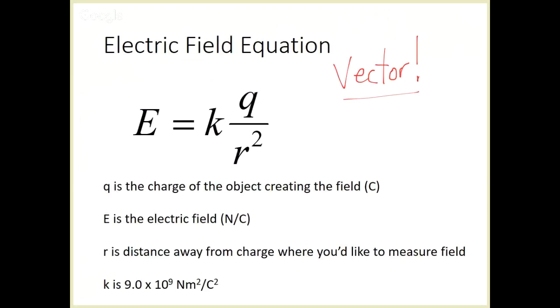And K, just like before, is 9 times 10 to the 9th Newton meter squared per coulomb squared. And I'll give you that constant on the test as well, but you should probably be familiar with it at this point because literally every equation that we're running through uses it. But it's 9 times 10 to the 9th Newton meter squared per coulomb squared.